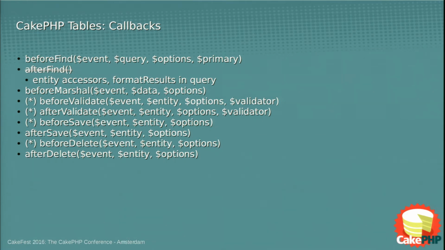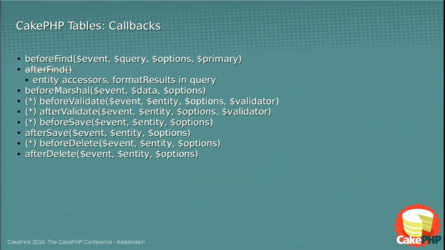Okay, all the callbacks have a similar way to work. They pass an event, then the entity, and then an array of options and some other optional parameters, if any. Then for those marked with an asterisk there, if you stop the event, the rest of the save operation will not continue. So you have a way to check extra things before a save operation, and if we don't like what's happening, you can just stop the event and the save operation does not continue.